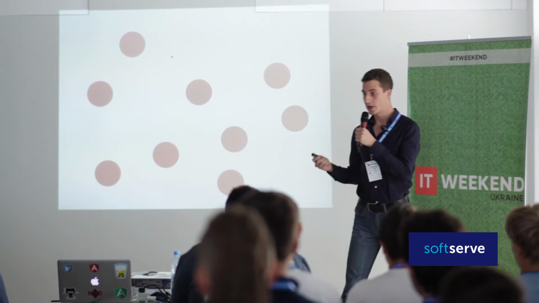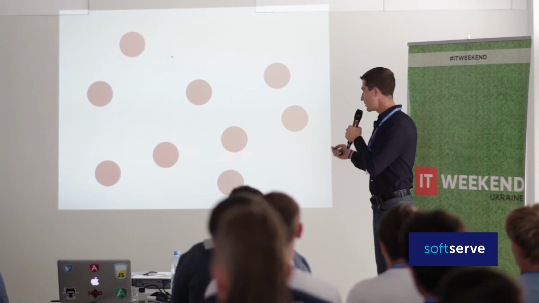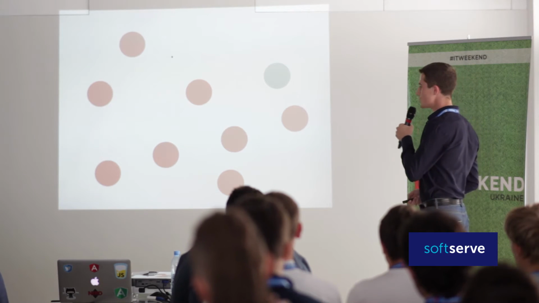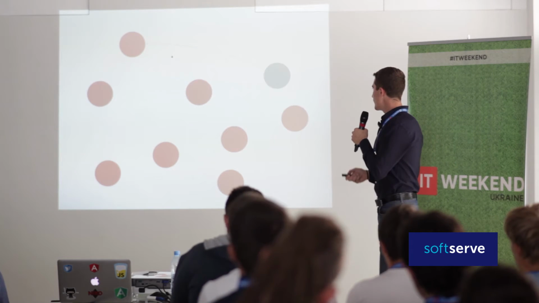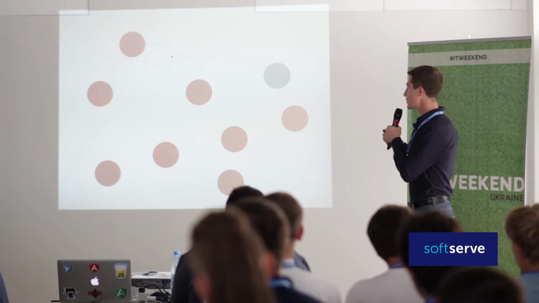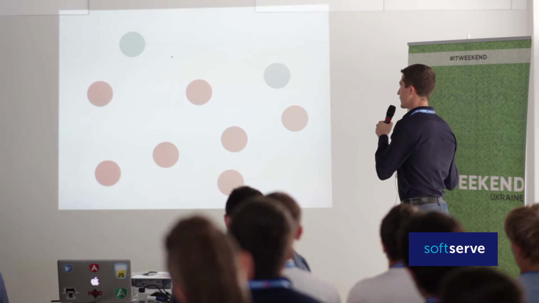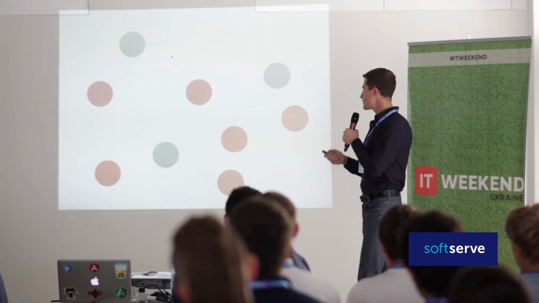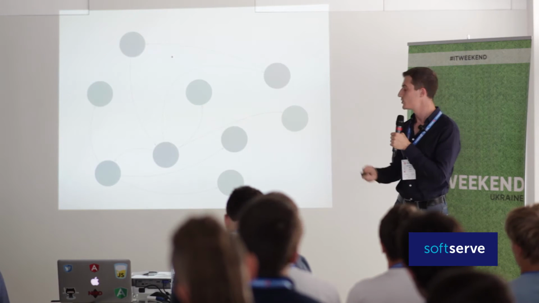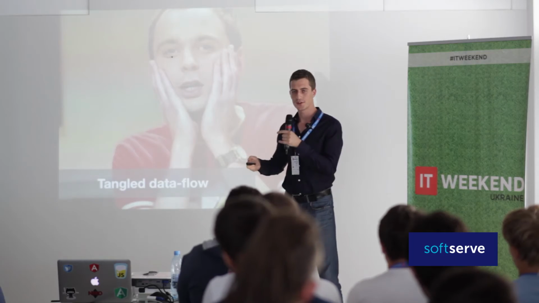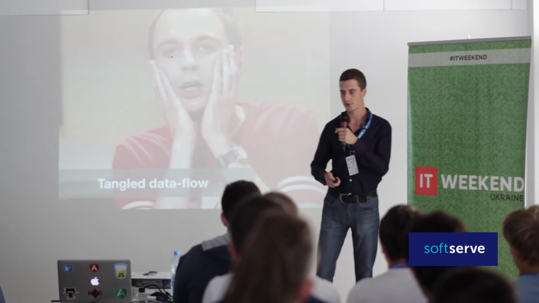However, this has two big pitfalls. We can think of these red dots as different modules in our application. We are changing one of these modules. It throws an event, so basically it calls its observers. Its observers change another module. Its observers change another module, and so on and so forth. So this is kind of a tangled data flow. We are creating a very complex data flow, which is hard to follow and hard to reason about.